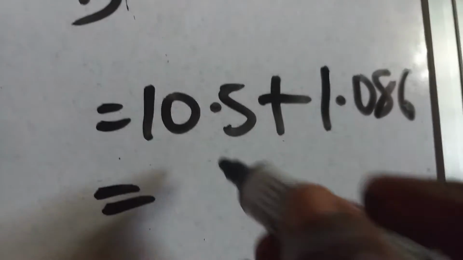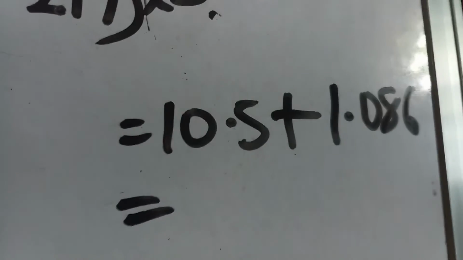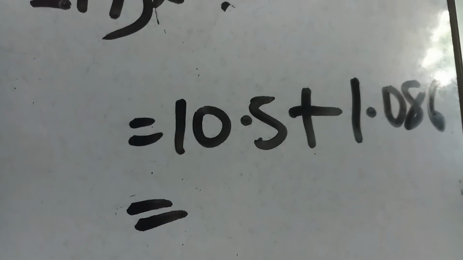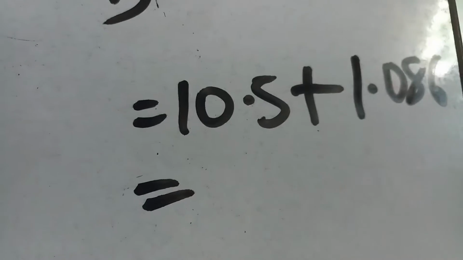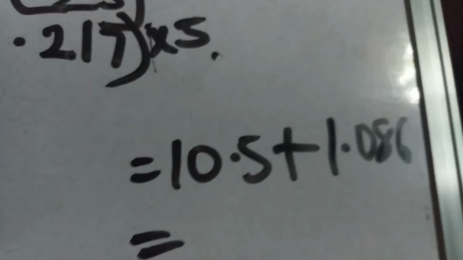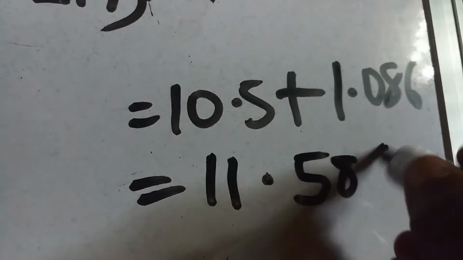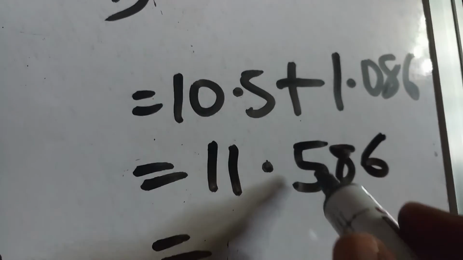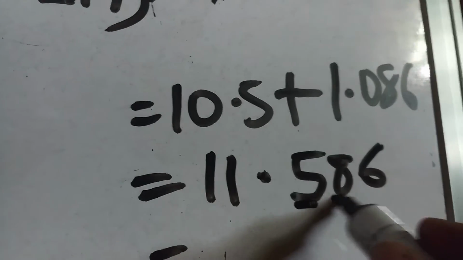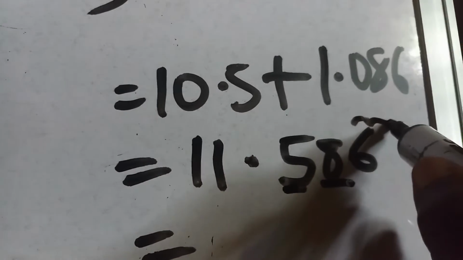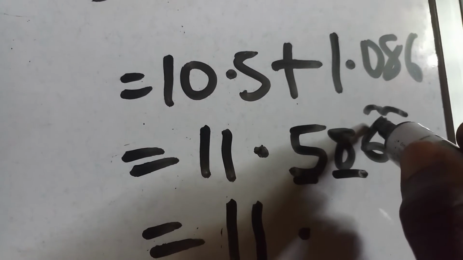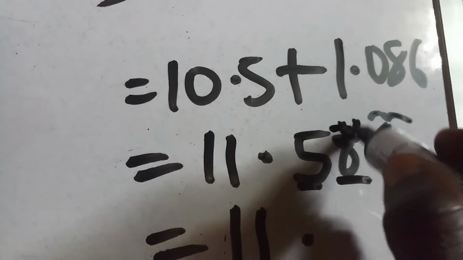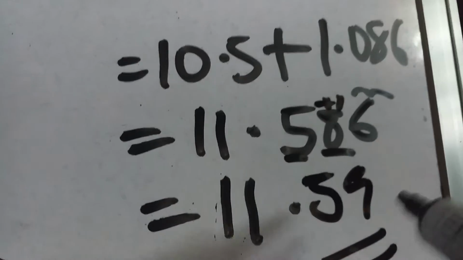1.086. Now we add it together, plus 10.5, to now be 11.586, to 2 decimal places. This 1.586, we approximate the second decimal to be 1, because the next digit is above 5, add the 1 here, that's 11.59. That's the answer.